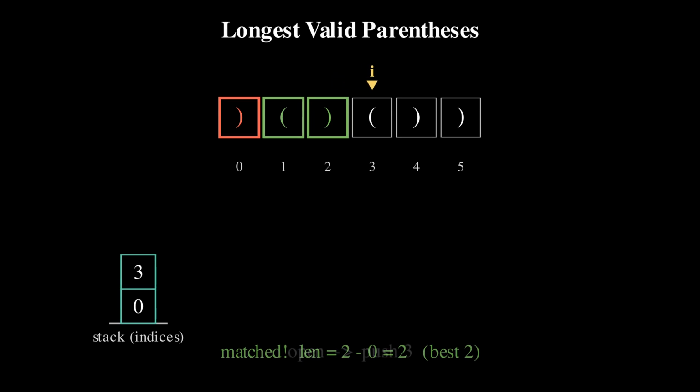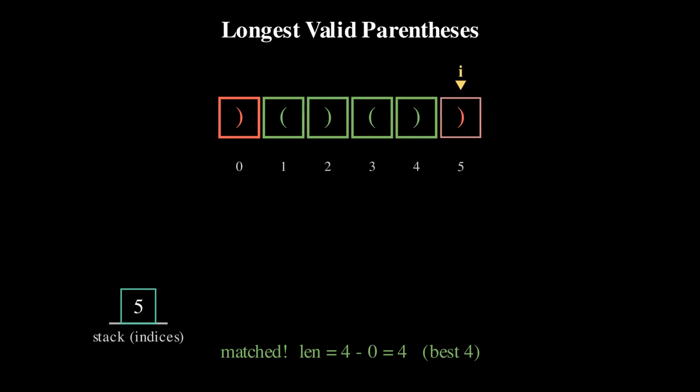Position 3, another open. Set it aside, push 3. Position 4 is a close. Pop the open at 3, they cancel, and the wall at 0 is still underneath. Another valid stretch, so measure it. 4 minus 0 is 4. The whole middle lights up, length 4. New best, 4. One bracket left.